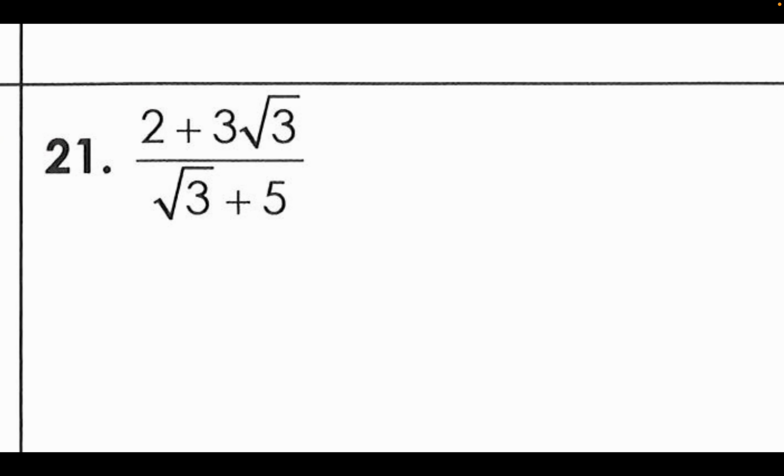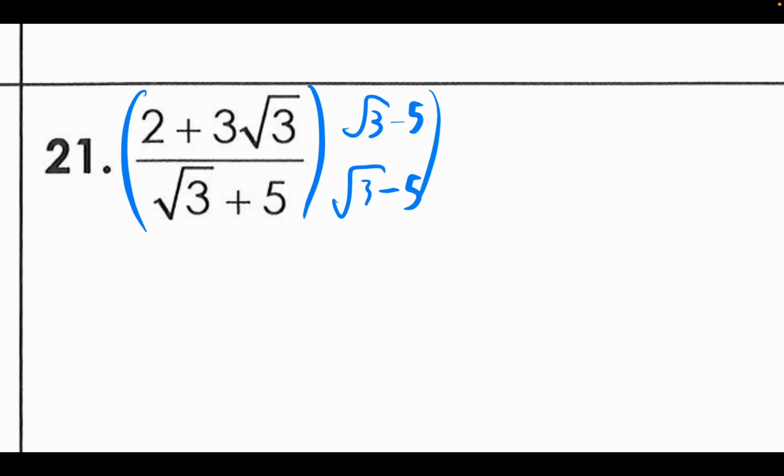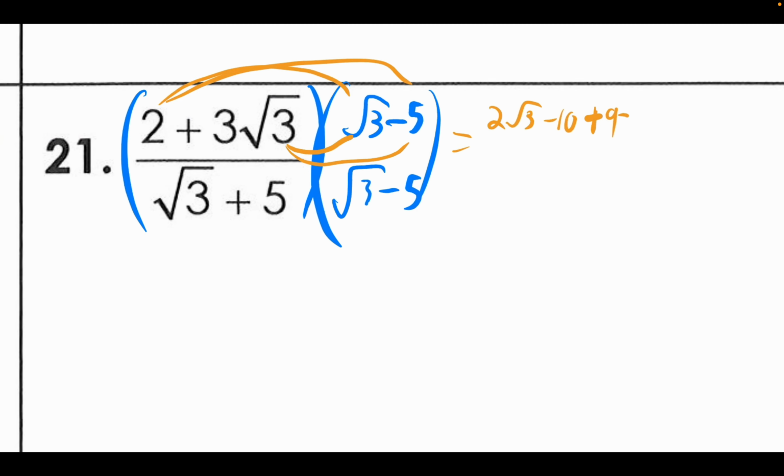Number 21 here. So here we're going to multiply again by the complex conjugate. So I mean just the conjugate. Complex conjugate is when you have imaginary involved. So it'd be the square root of 3 minus 5. Remember, it's the denominator, but you just change the sign in between the two terms. So 2 times square root of 3 is 2 square root 3. 2 times negative 5 is negative 10. 3 square root 3 times square root 3 is 3 times 3, which is 9. And 3 square root 3 times negative 5 is negative 15 square root 3.